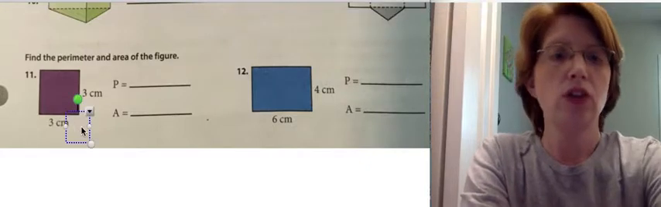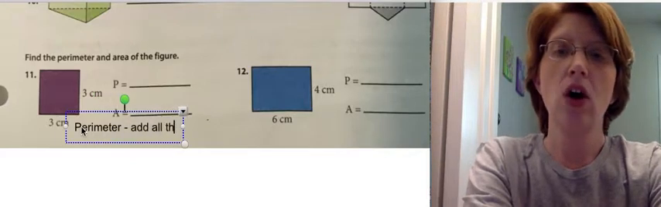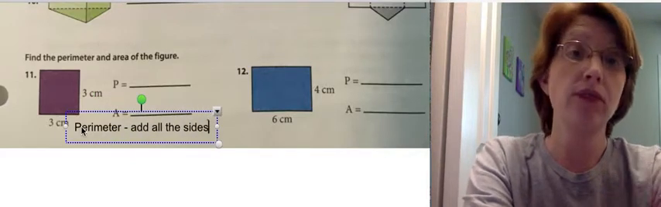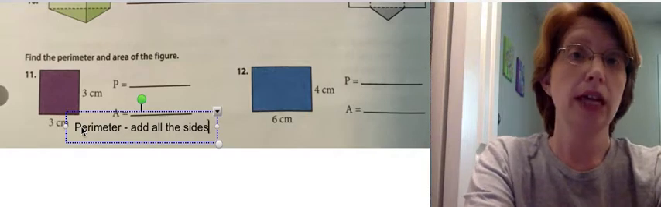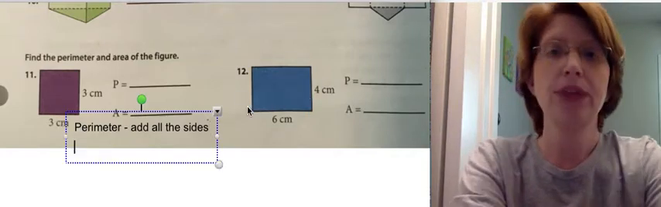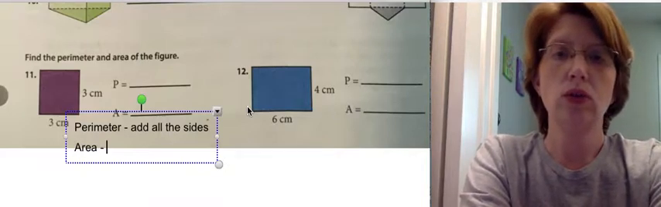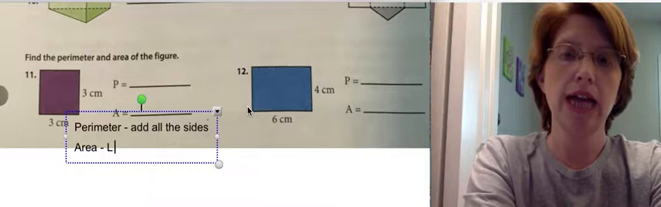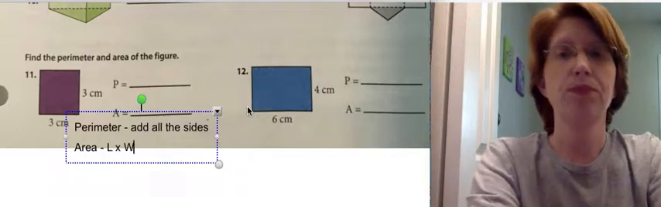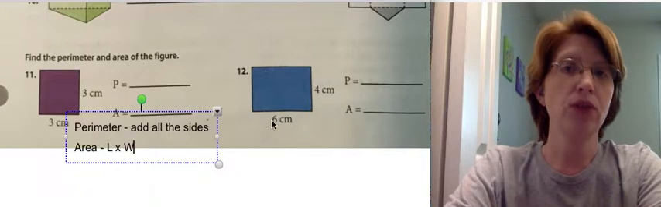Okay, so for perimeter, we are going to add all the sides, and you have to have 4 numbers there. So make sure they give you 2 sides, but the opposite side is the same. And then for area, you are going to multiply length times width, right? So 4 times 6 would be the area for 12.